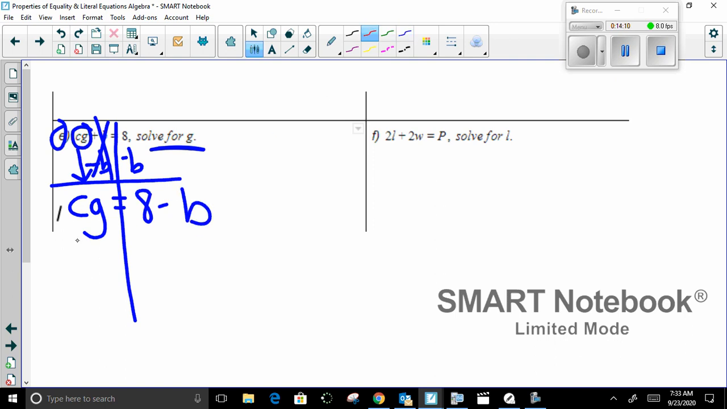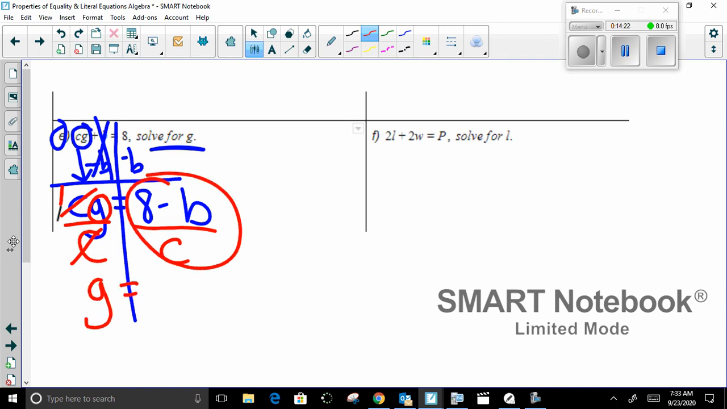If I want to finish getting G by itself, when they're next to each other, that's multiplication. The opposite is division. Anything divided by itself is 1. 1 times G is G. I can't do anything here. There's no way to simplify, so leave it.